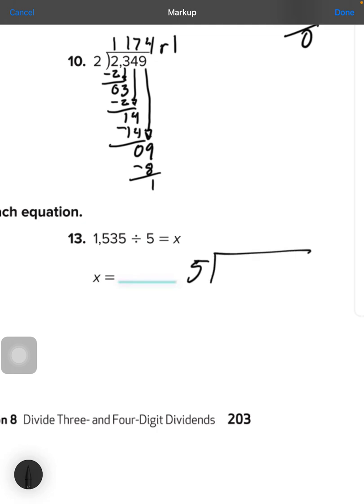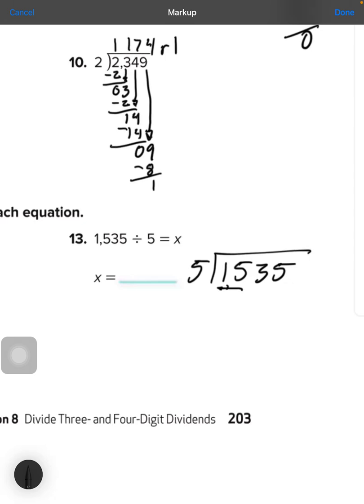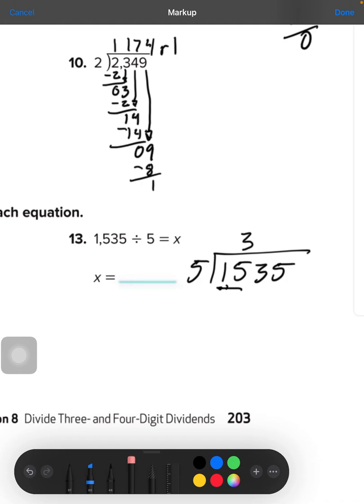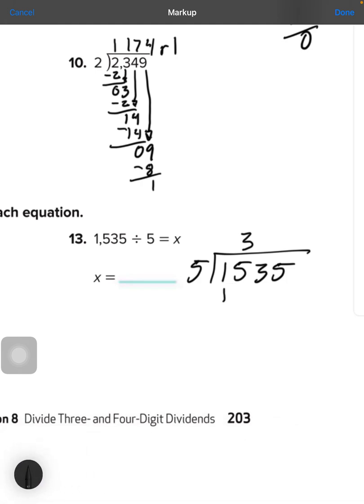Here we go. 5 into 135. Okay, so 5 won't go into 1. So then I'm going to take 5 into 15. And because I am doing it into 15, I need to make sure to put my answer right above the 5. So 3 times 5 is 15. 15 minus 15 is 0.